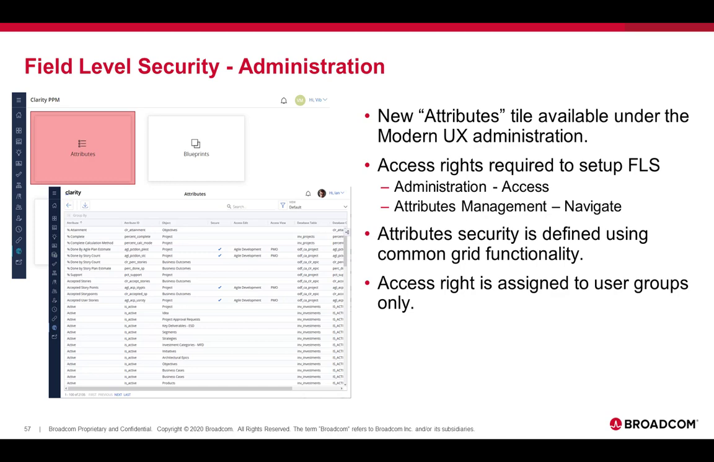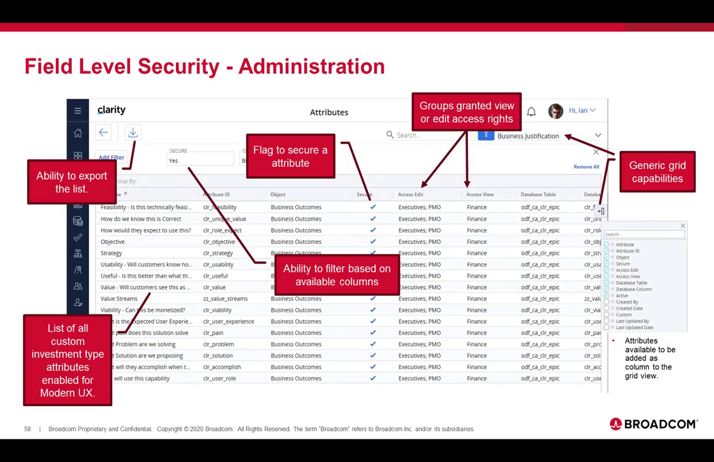So the access edit and access view rights on the field level security grid are assigned only to groups, not individuals. The administration list is again a common component grid. So you have the ability to export the list to CSV. You have the ability to see all of the attributes across all of the objects that are in the modern UX. You have the ability to filter based on the available columns, the ability to check the flag to secure an attribute, the ability to see the groups that have been granted view or edit access rights, as well as other generic grid capabilities like saving views and picking columns.